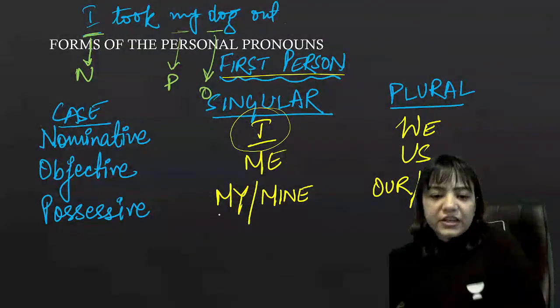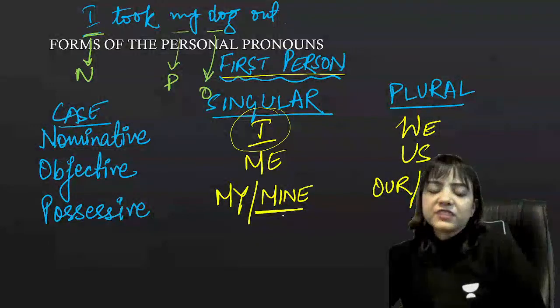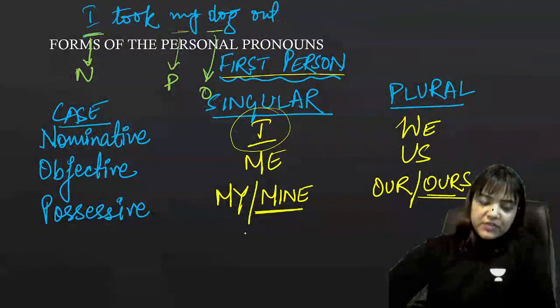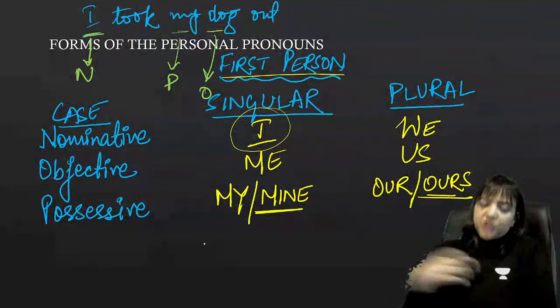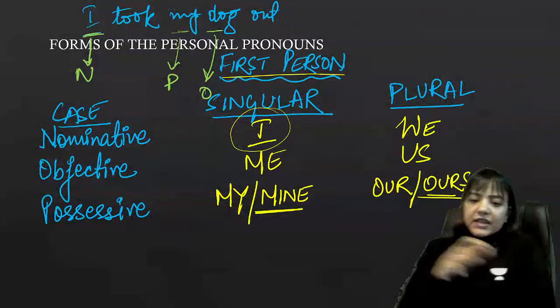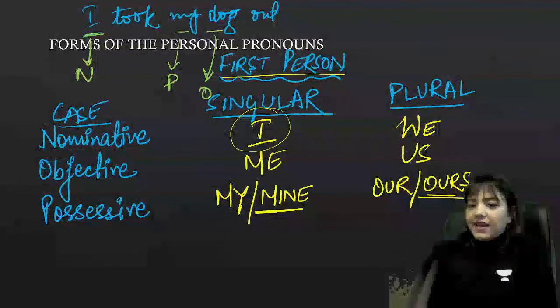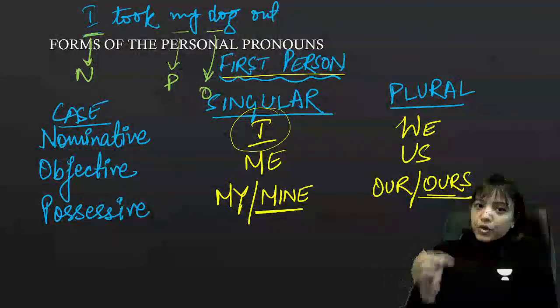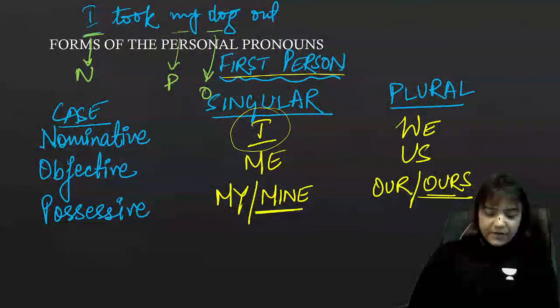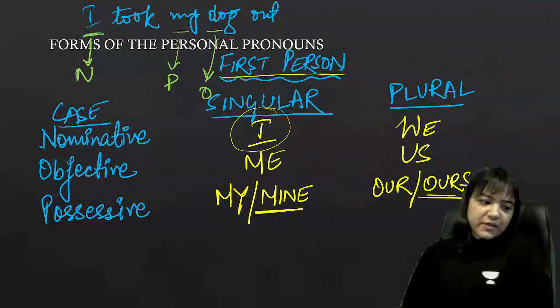So generally, the ones you see, these generally come at the end of the sentence, okay? So this is my book. Or this is my class, this class is mine, or this book is mine, okay? This is our class, this class is ours, okay? This is our book, this book is ours, okay? So ours is generally used at the end. Is this clear? First person is clear to everybody?